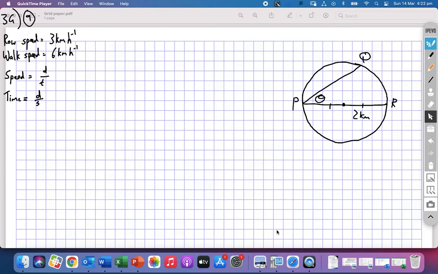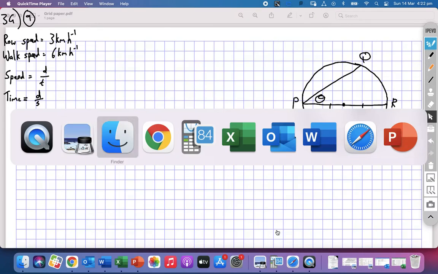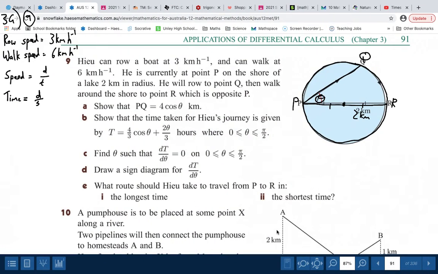Exercise 3G, question 9. In the book, here it is. I've copied the diagram. Diagrams are important. They're probably going to need some extra annotation added to them, and they're going to make the question a lot easier. This question is about Hugh rowing a boat.